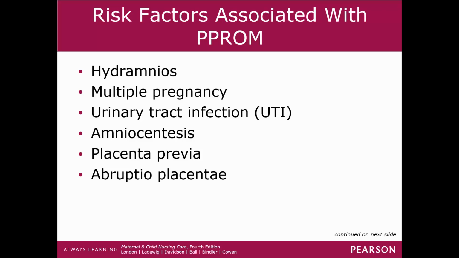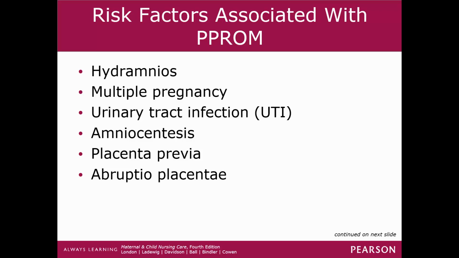Now, the risk factors associated with PPROM. This is not labor. This is not preterm labor. This is just the woman whose water broke prematurely, preterm, so before 37 weeks. Hydramnios: if you remember, hydramnios is too much amniotic fluid, so there is a huge weight to that, and that could cause her water to break. Multiple gestation, so she's got more than one baby in there. Mom's got a urinary tract infection. We do an amniocentesis. Remember, that's the procedure where we go in with a needle and draw off amniotic fluid for a test.